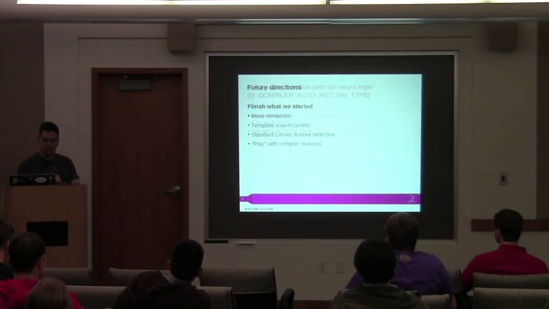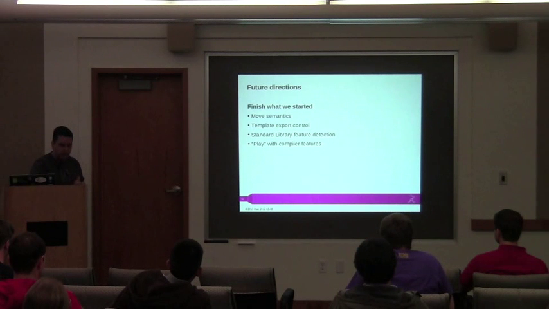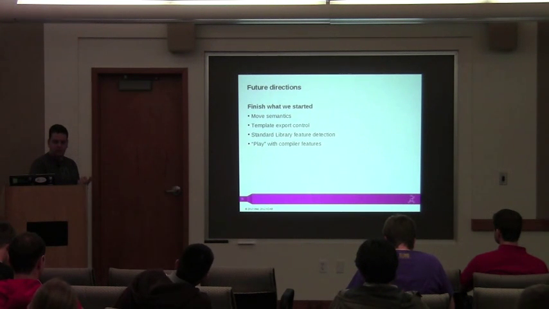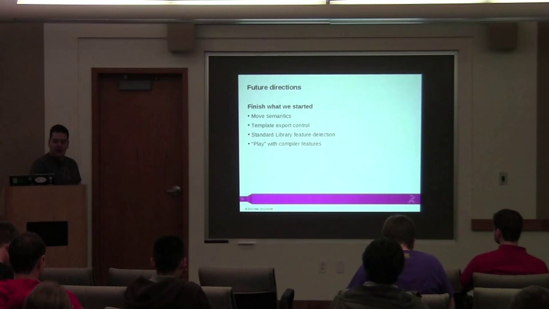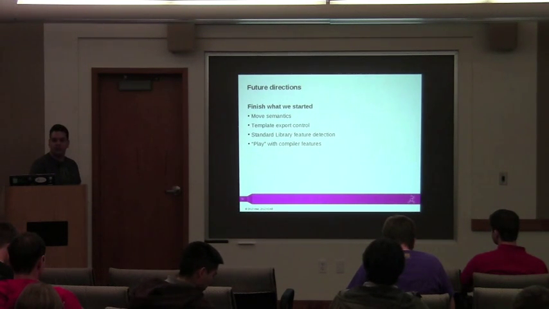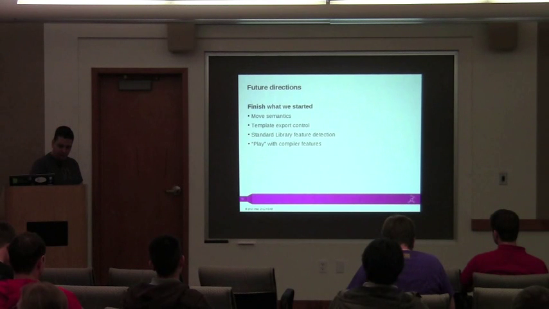So what do we need to do? We need to finish what we started. We need to do the move semantics, like I said. There's a lot of work to do it carefully. We need to be careful about template bloat. I would like to detect the standard library features as they come, so I can start using them. Right now, I don't have a good way to do that. And as the compiler features come in, play with them.